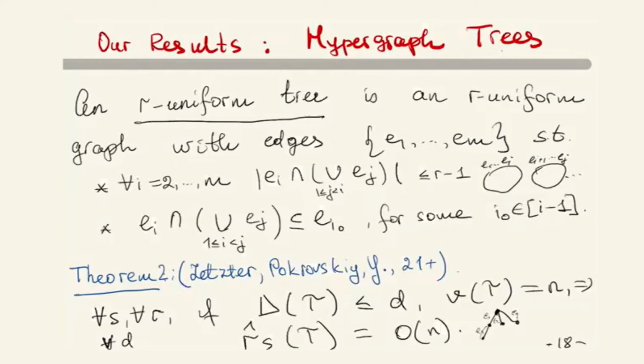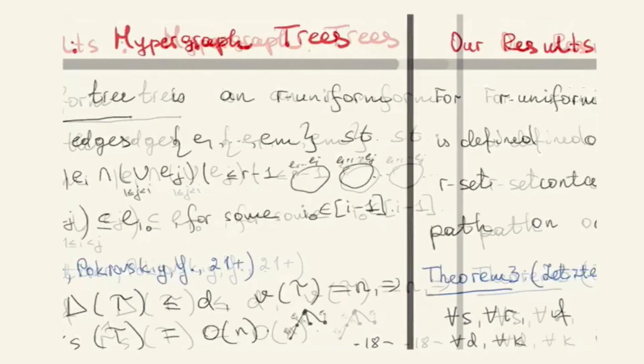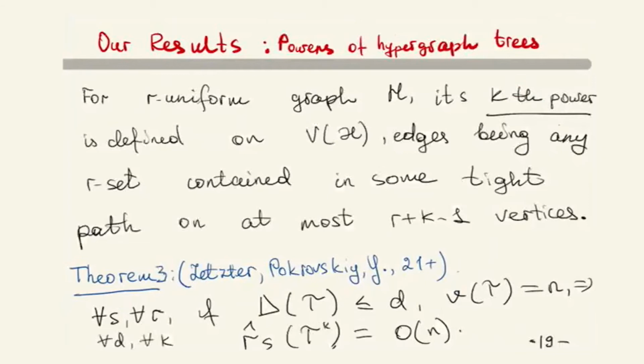Cool. Okay, so where were we? Basically, we can show that also for these trees, the size Ramsey number for all colors is linear as well. And then we could also show the same for the k-th power. Again, we couldn't find any definition of the k-th power of an r-uniform hypergraph, so we generalized the definition that we had for paths.